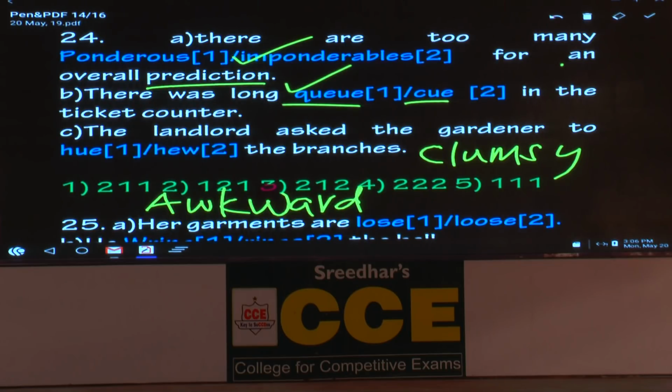Old English landlord means what? A person with 100 acres or 200 acres. But modern English landlord, house owner. Please write the meaning. Landlord means house owner. And his wife is called landlady. Write the opposite word. My landlord, my landlady.